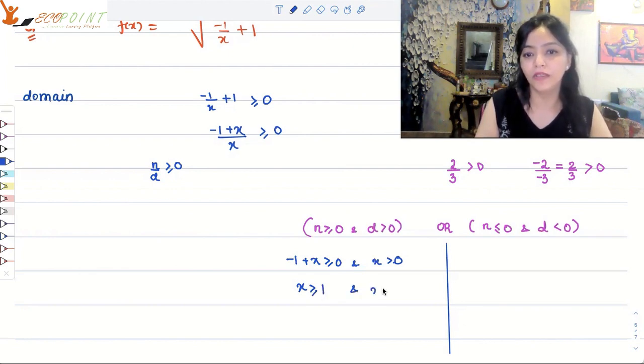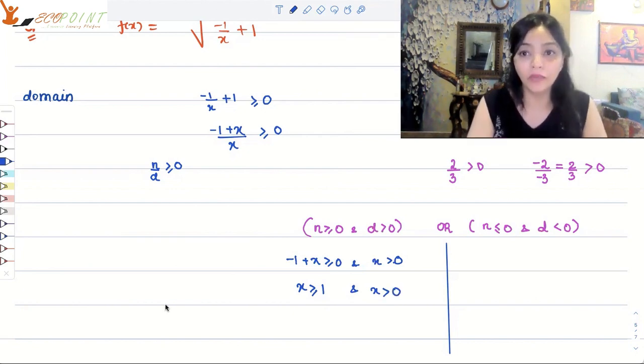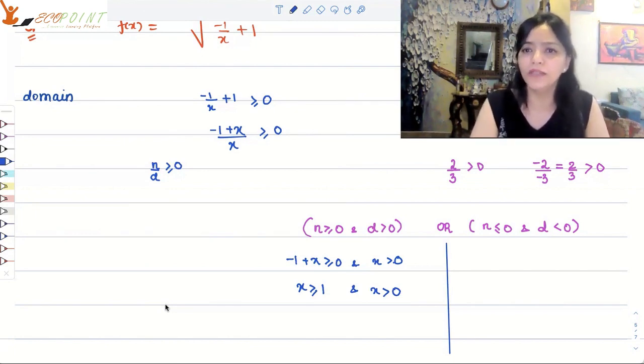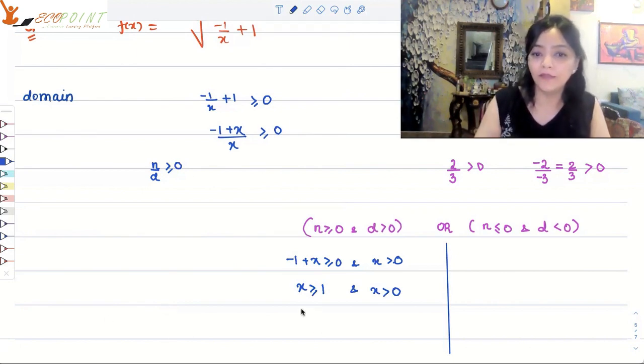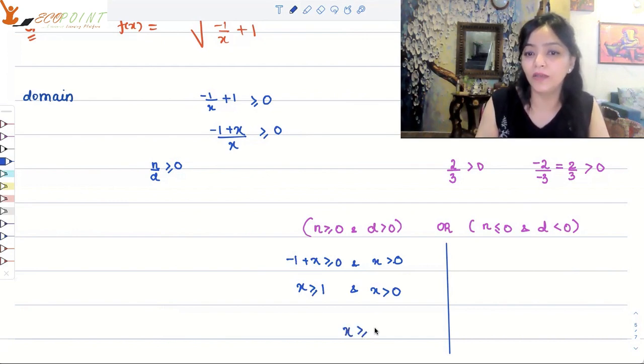And x also needs to be strictly greater than 0. Now you have to think of the numbers which would be greater than or equal to 1 and would also be strictly greater than 0. What are those numbers? Well, if the numbers are greater than or equal to 1, they're automatically greater than 0. Hence, from here, what do we get? We get that x should be greater than or equal to 1. If that will happen, then numerator upon denominator will automatically be positive. That is greater than or equal to 0.